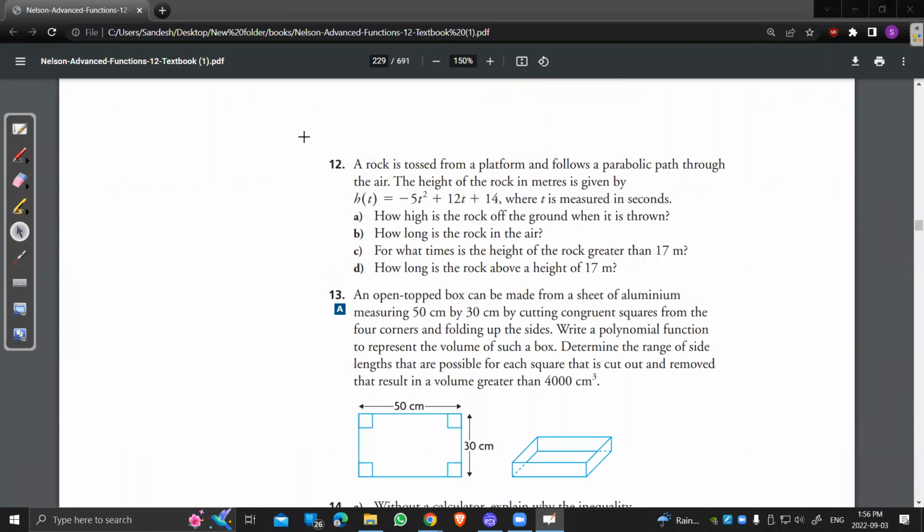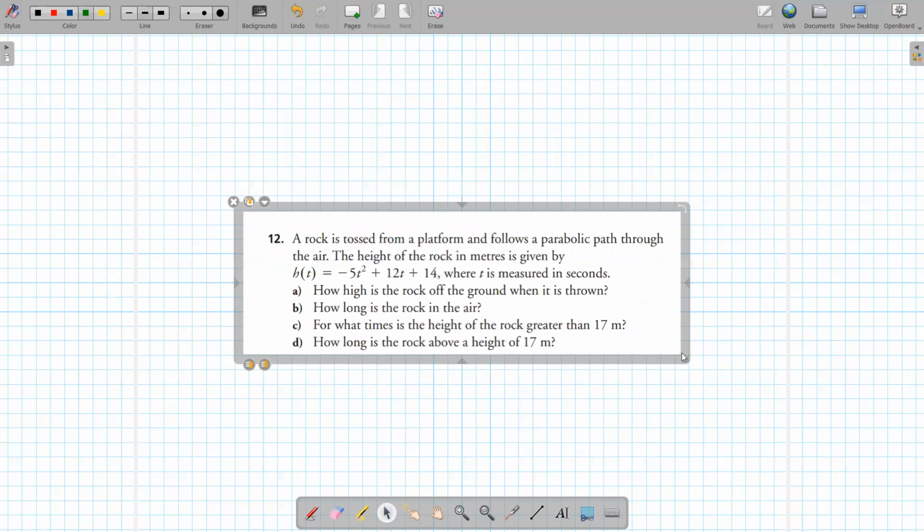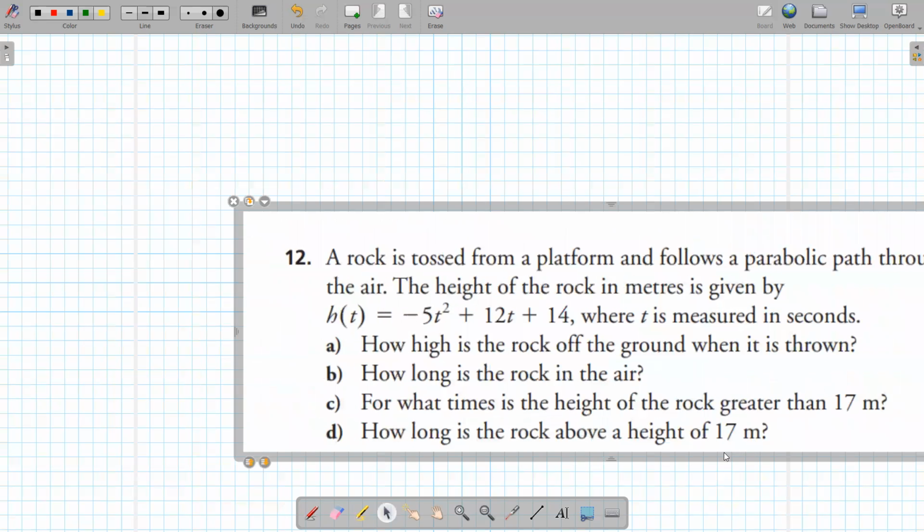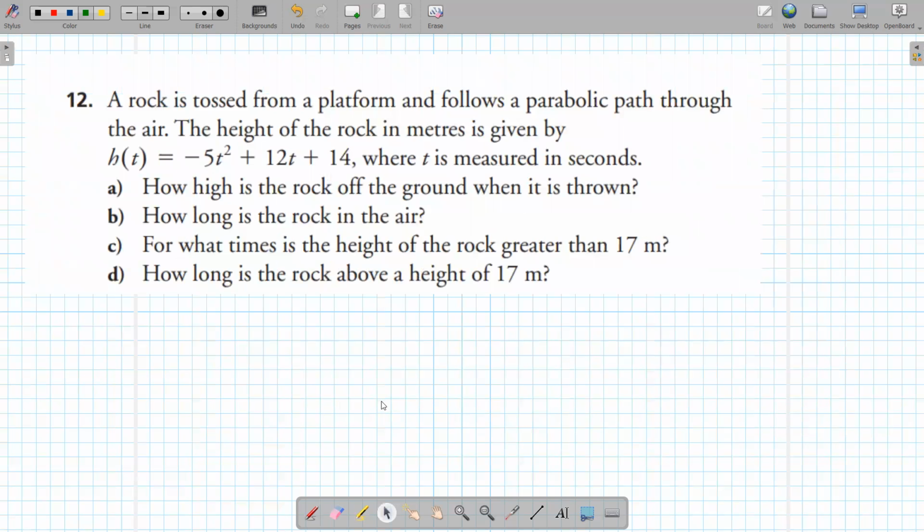Let's try doing this rock problem that we did before, but last time it was not in standard form, but now it is. What's the degree of this polynomial? Degree 2? Yes. Positive or negative? Negative, right? And we know the y-intercept is 14. So it's going to come upside down.